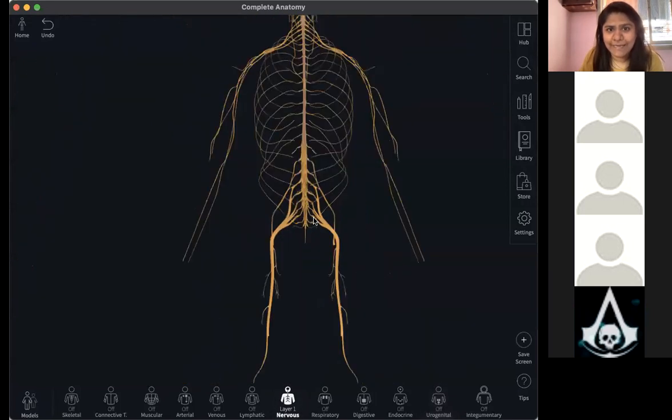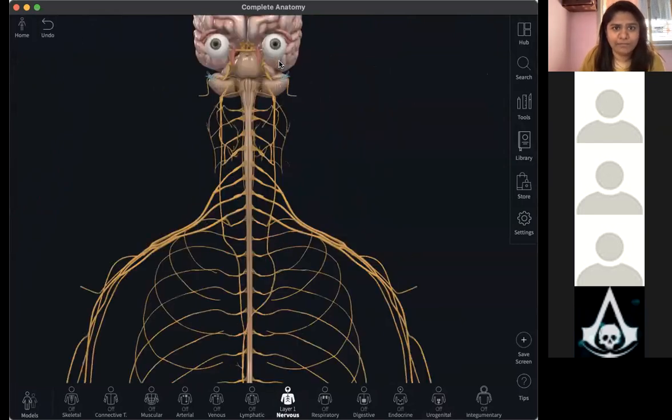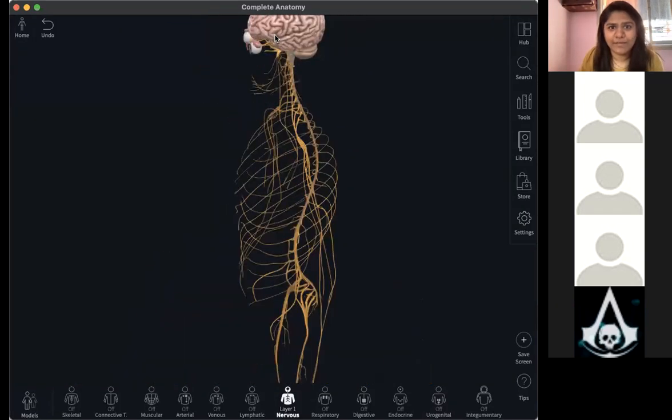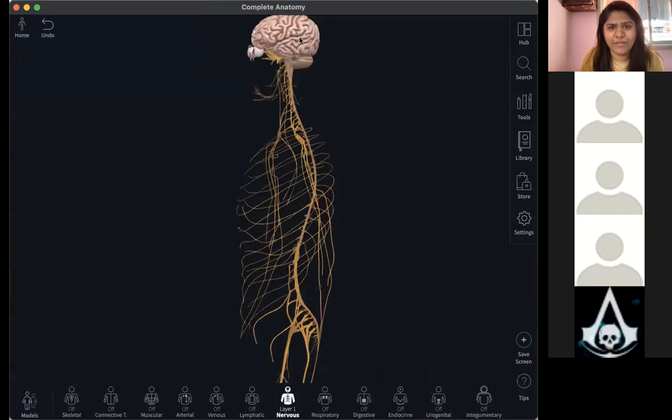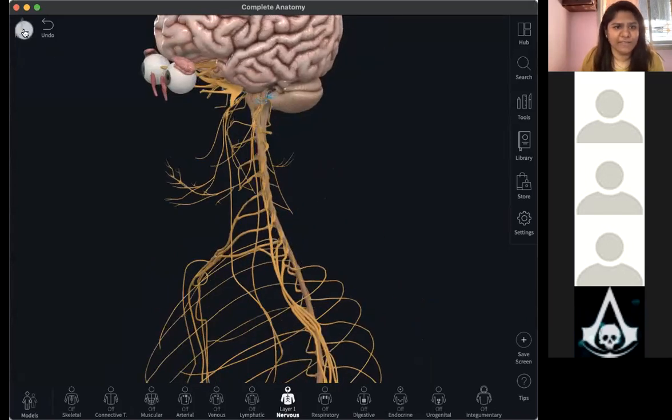Okay, so let's look at our nervous system. Don't be scared. And here you are, your nervous system. Okay, what is this organ? This weird looking organ over here. The brain. Ma'am, it is the brain.